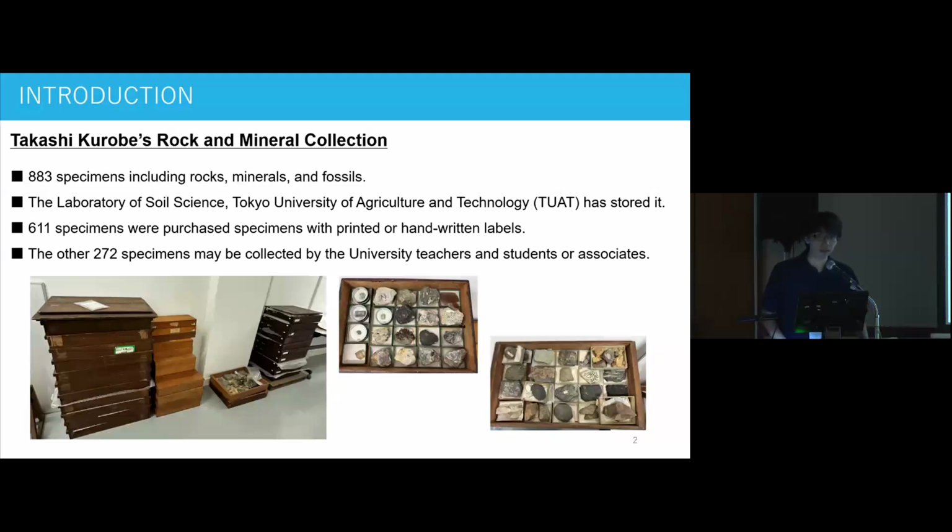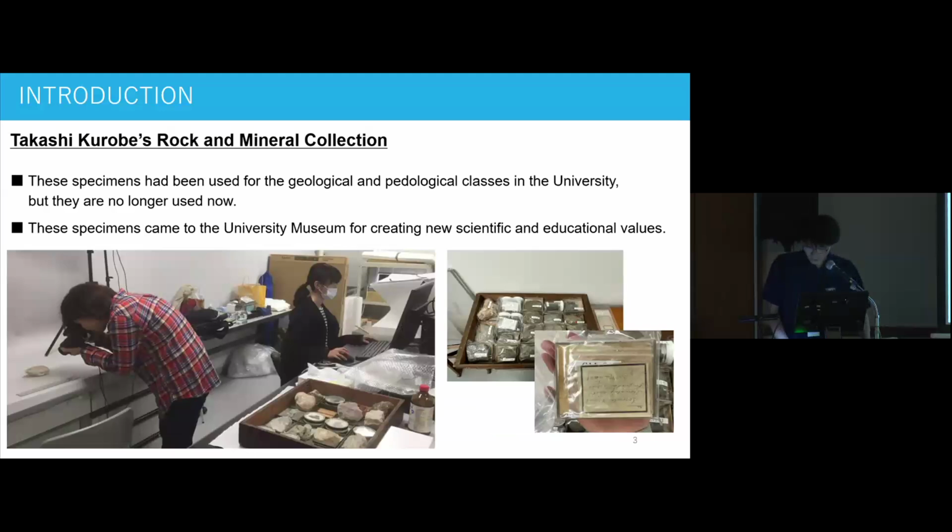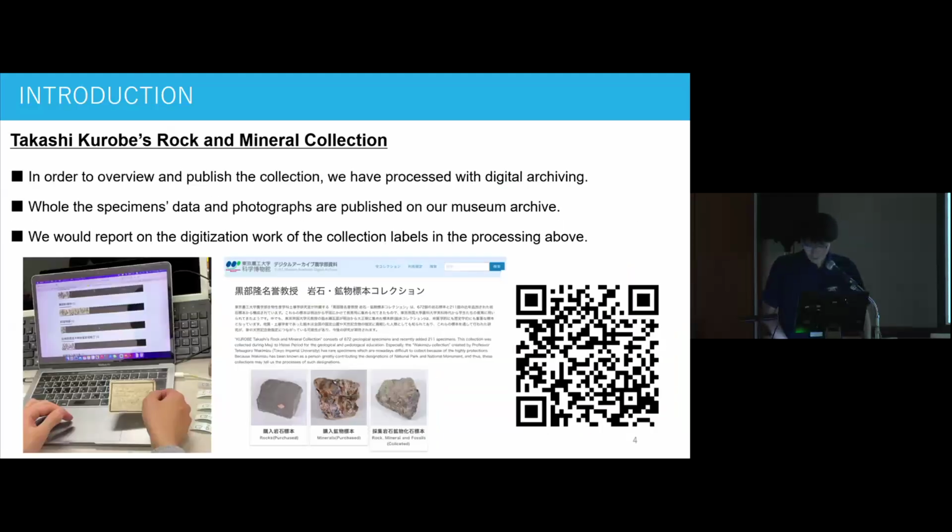But they have very hard to read handwritten labels in Japanese. All the specimens were used for geological and petrological classes in the university, but they are no longer used now. So to find a new way to use them, they came to the university museum I belong to, and a digital archiving project was started with the curator course students. The older specimens were already archived and published in our museum archives on the internet. What I'm talking about today is the process and the problems in the digitization of these labels during this project.